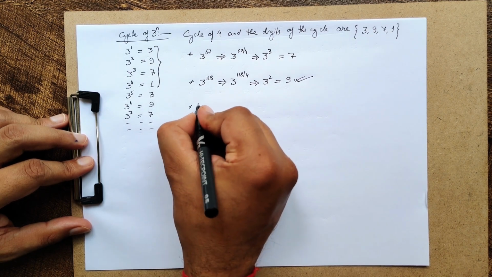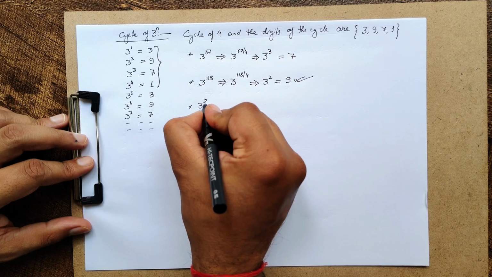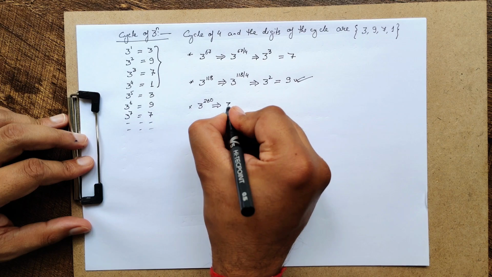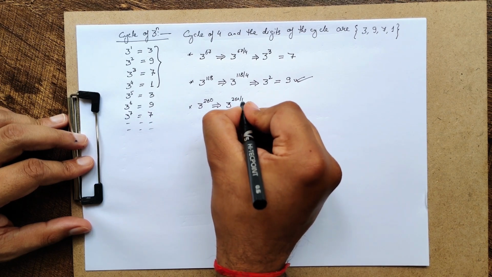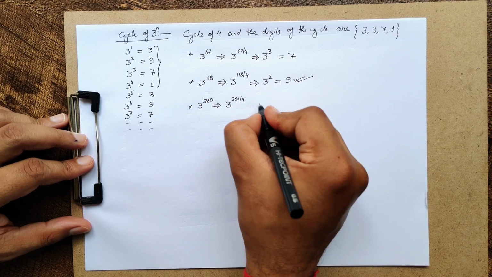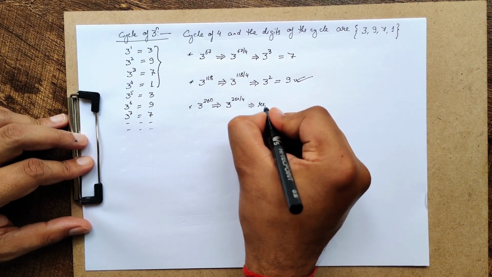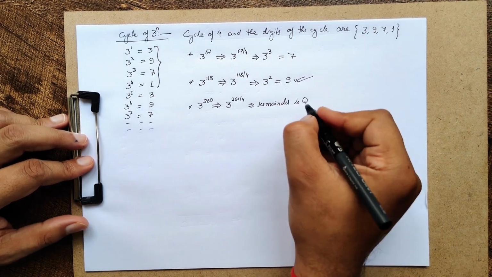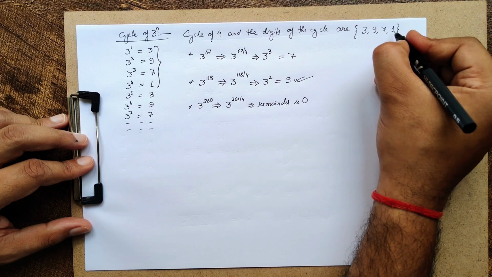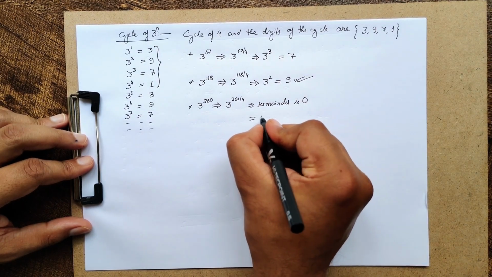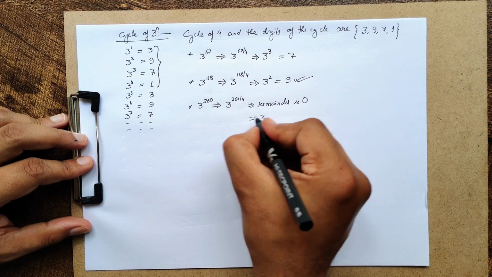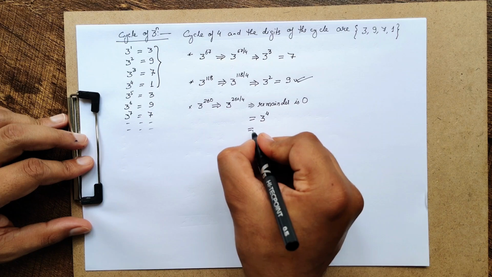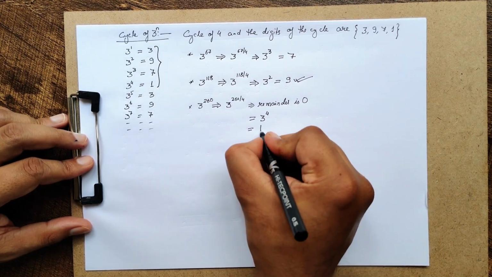Now take one more example: 3 to the power 260. Now we know that 260 divided by 4, the remainder is 0. So if the remainder is 0, it means the last term of the cycle. Since it follows a cyclicity of 4, we can also write it as 3 to the power 4. This means the last term of the cycle. So the last term of the cycle is 1.